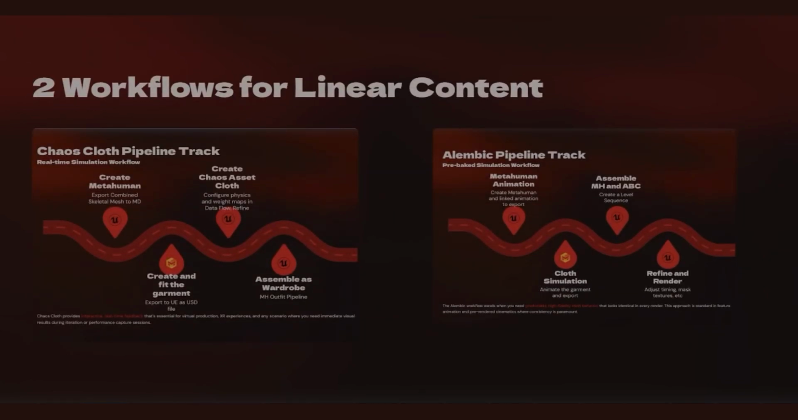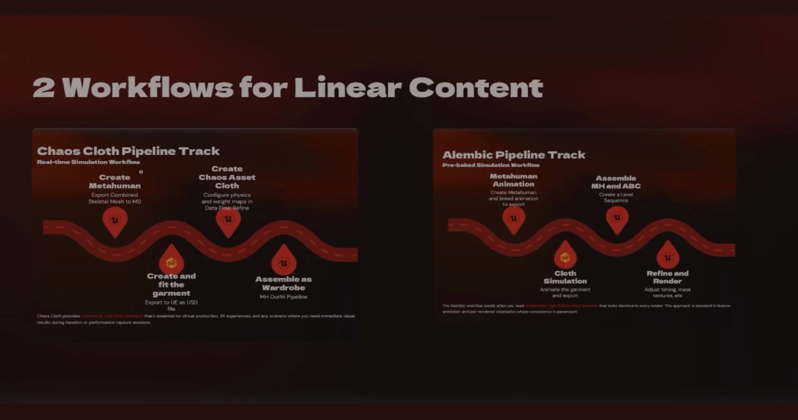Chaos versus Alembic pipeline overview. Let's take a moment to review and compare the two pipelines shown here. On the left, we have the Chaos Cloth pipeline, and on the right, the Alembic or Geometry Cache pipeline. Starting with the Chaos Cloth pipeline, this workflow is real time and interactive, ideal for virtual production, XR, or any scenario where immediate visual feedback is critical.